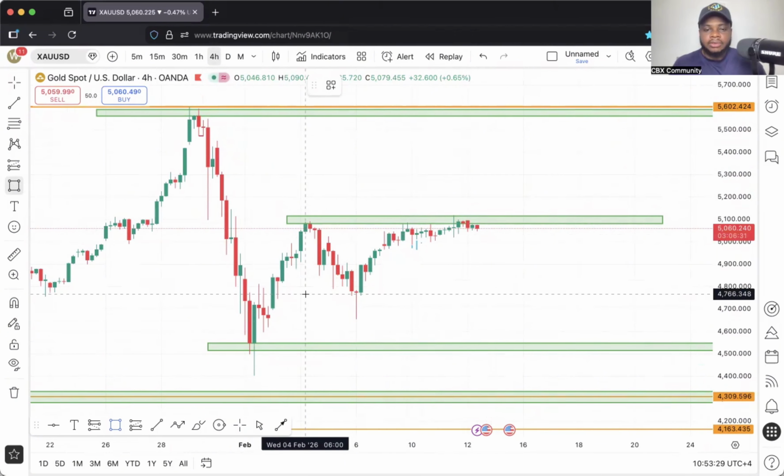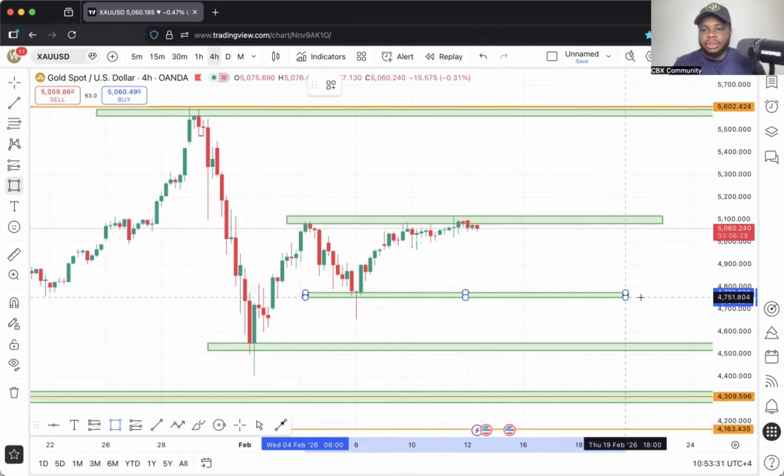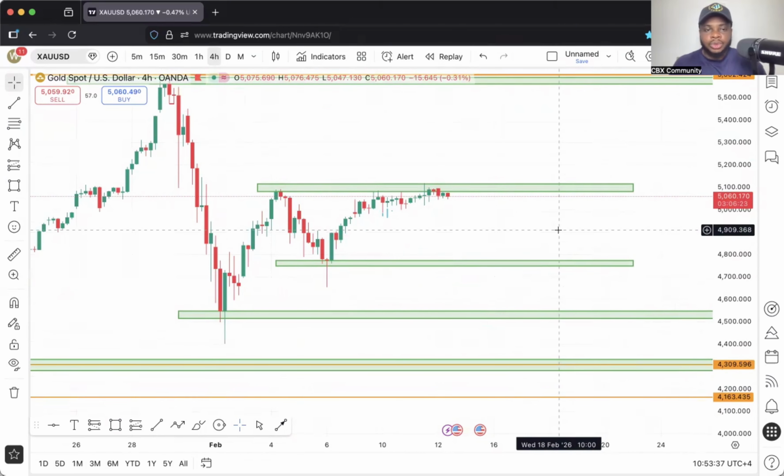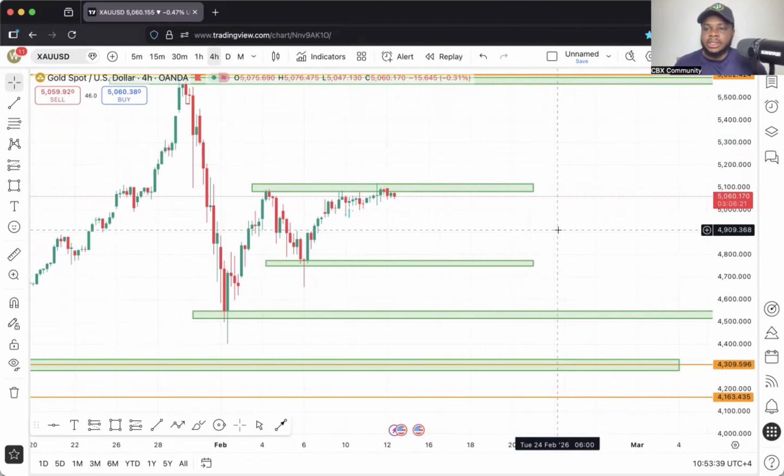You guys know that I love to identify my resistance zone and my support zone with the 1 hour or the 30 minutes. So we just want to look at what the market condition on the daily and the 4 hours, the 1 hour and the 30 minutes are saying, so that we'll be able to have an idea if we are approaching a recent resistance or a recent support.